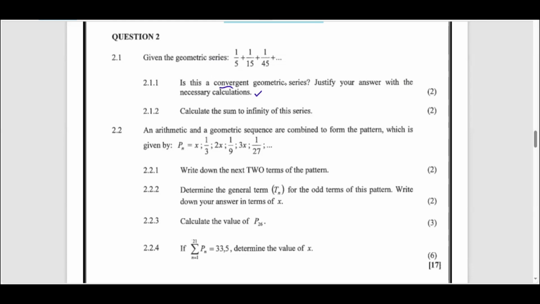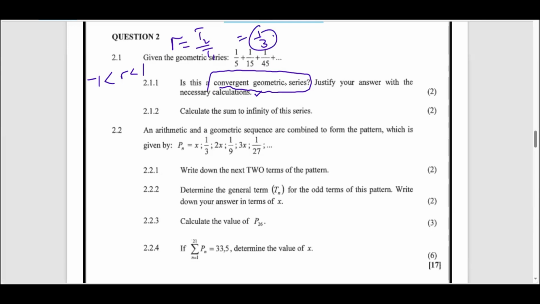Now, we know that for a series to be convergent, the common ratio must be between 1 and negative 1. So let's determine the common ratio. For us to get the common ratio, it's T2 over T1. So if we have 1 over 15 divided by 1 over 5, we shall get our common ratio as 1 over 3.